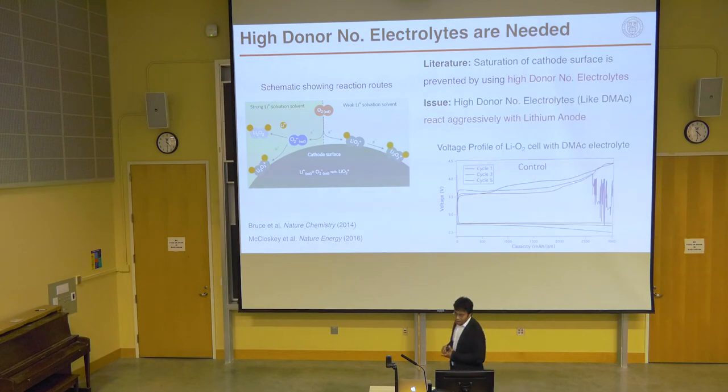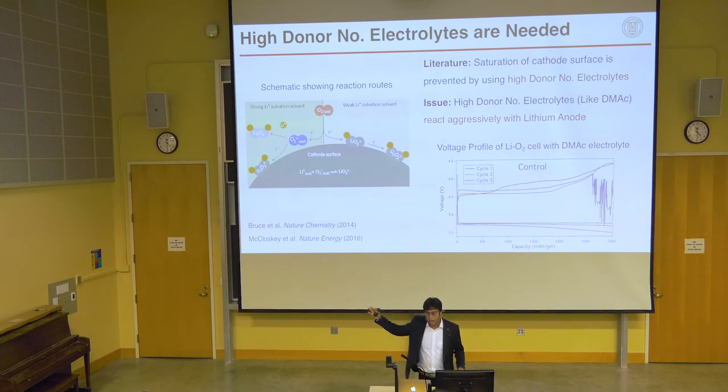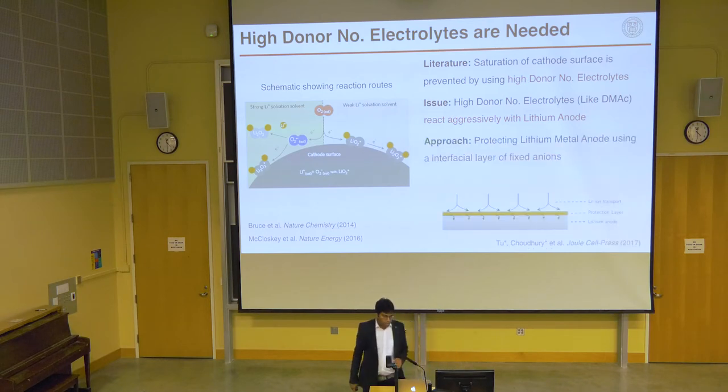However, these high donor number electrolytes, for example DMAc, are very, very reactive in nature. So they react with the lithium metal anode aggressively, so the lithium metal anode fails. And if you're using this kind of electrolyte, then the battery will fail because of the reactions between the lithium metal and electrolyte. So we go back to the same problem, that lithium metal is very reactive, even if we have a solution that using the high donor number solvent stabilizes lithium oxygen. So we came up with a solution here.